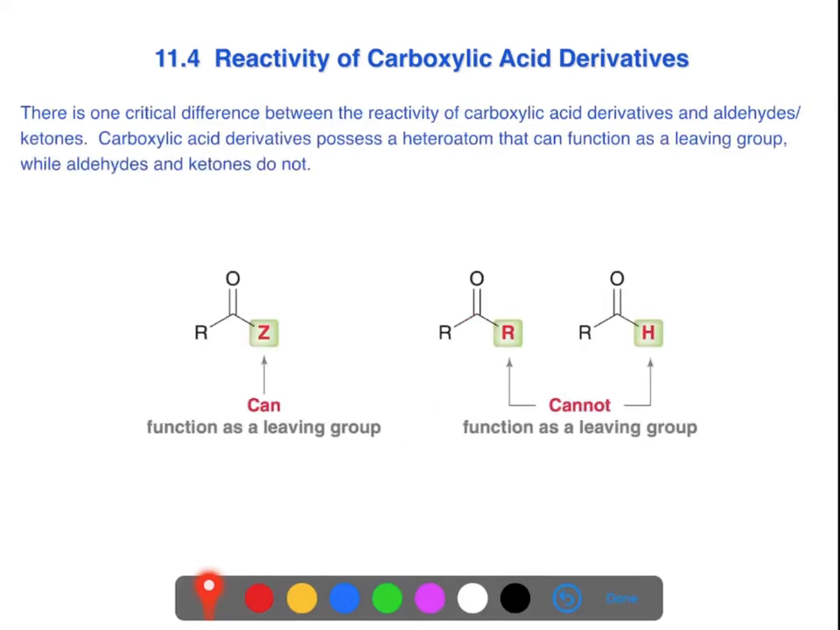Now, the main difference between the reactivity of these carbonyl-containing compounds relative to what we observe for ketones and aldehydes is that carboxylic acid derivatives have atoms or groups of atoms that can function as a leaving group, whereas in a ketone or an aldehyde, a carbanion or a hydride as a leaving group is very unlikely. And so we don't see the same possibility with ketones and aldehydes as we see with carboxylic acid derivatives.